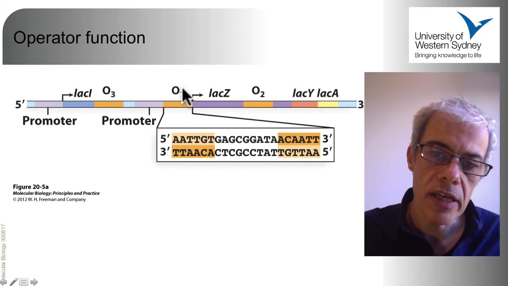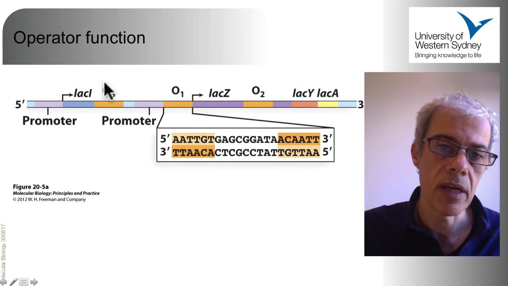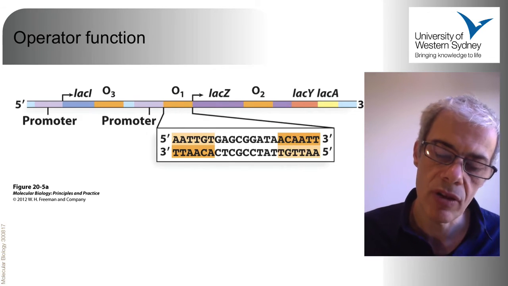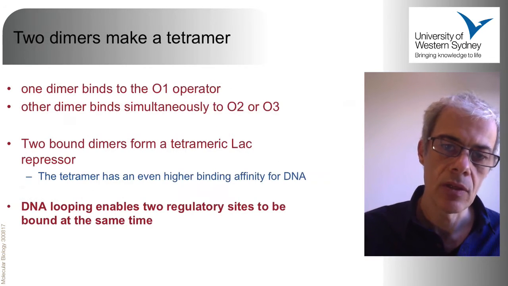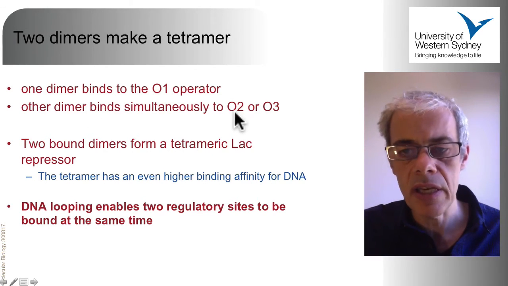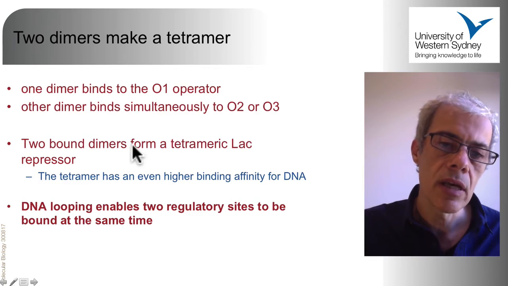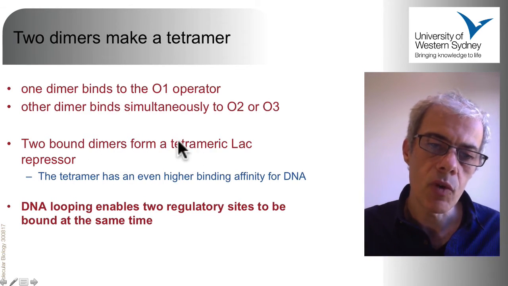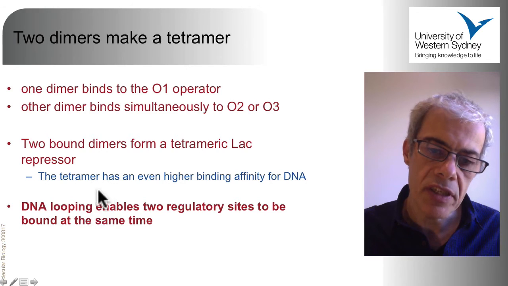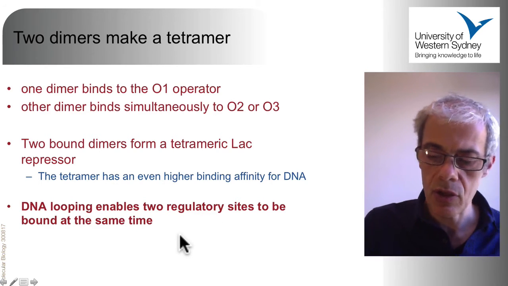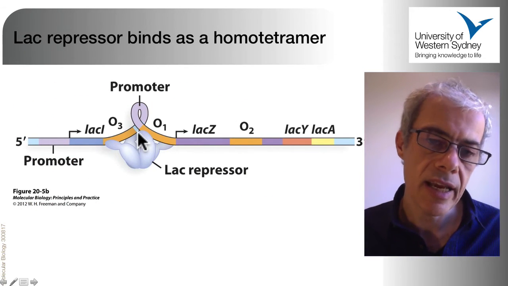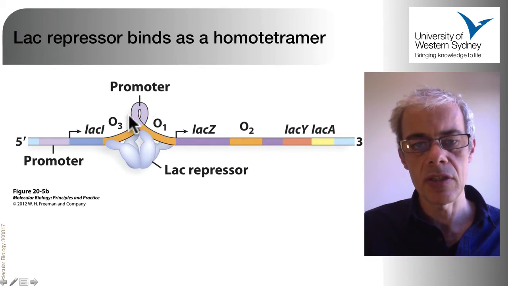So a dimer can bind here, and another dimer, for instance, can bind here, and then those 2 dimers bend the DNA and come together to form a tetramer. Effectively, one dimer binds to one of the operators, another dimer binds to either the O2 or the O3, one of the other operators, and then these 2 dimers come together to form a tetramer, and this formation enables the looping out of the DNA at the regulatory site to turn off the promoter. In the last lecture we looked at this kind of structure. This is just a bit more detail.